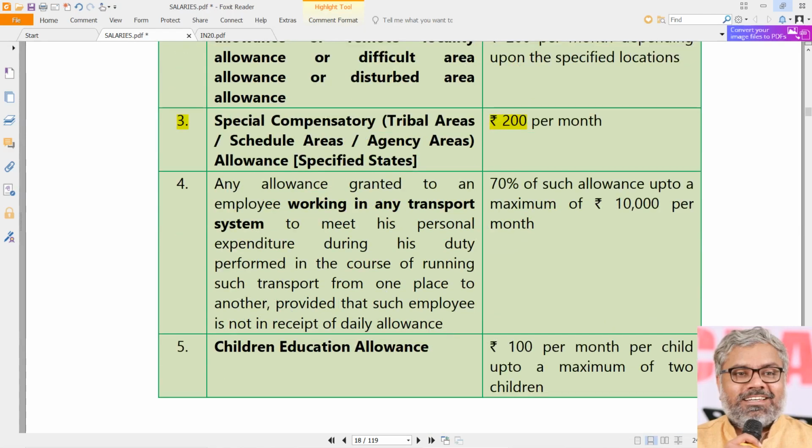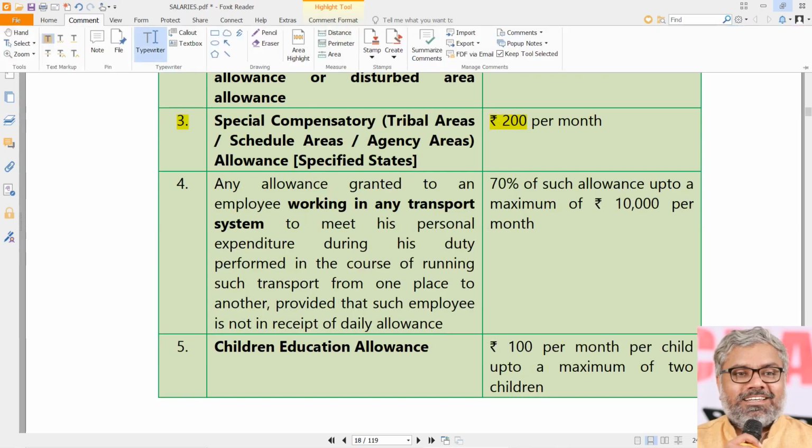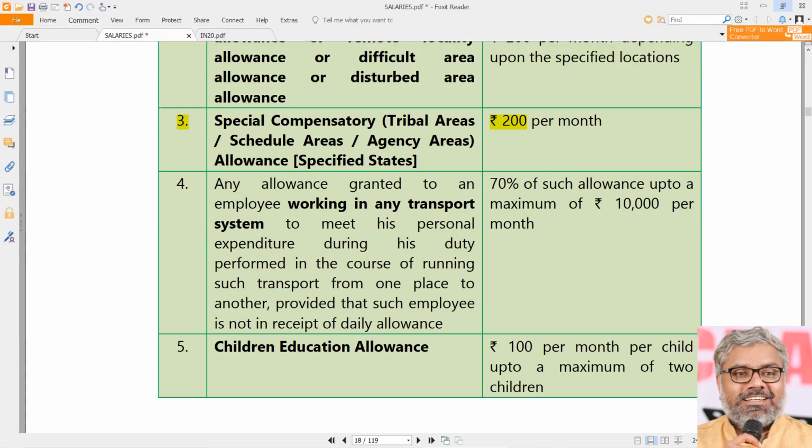So what is the name here? We are talking about, we can call this tribal area allowance. That is a better name for this. So many names are there, but generally we can call this tribal area allowance. That's it. That is 200 rupees per month.